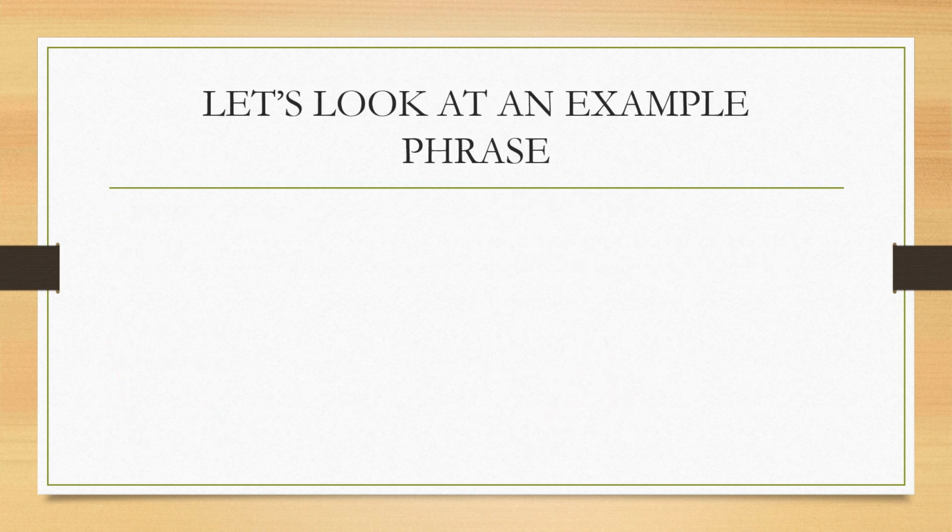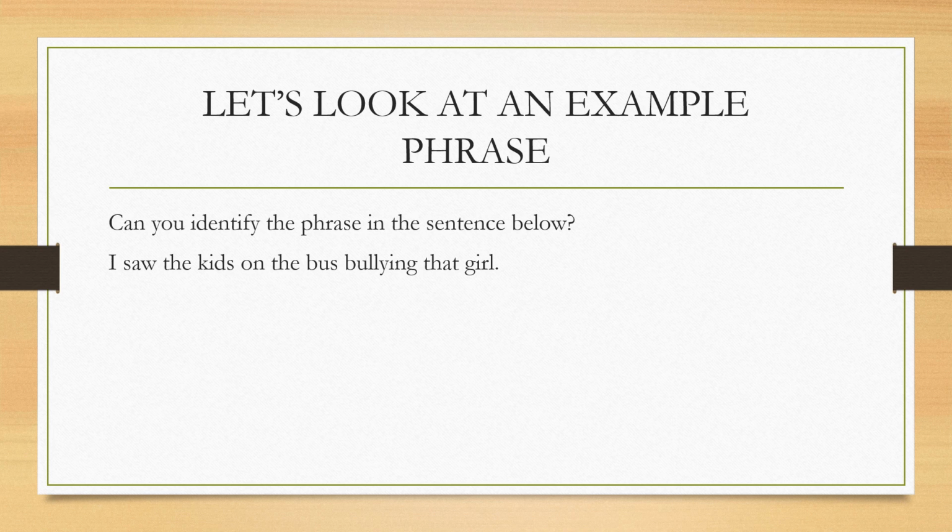Now let's look at an example of a phrase. Can you identify the phrase for me? Just pause this video if you're watching at home to take all the time you need. I saw the kids on the bus bullying that girl. Now obviously this is a full sentence, and we said that a phrase does not have both a subject and a verb. It is not a full sentence.